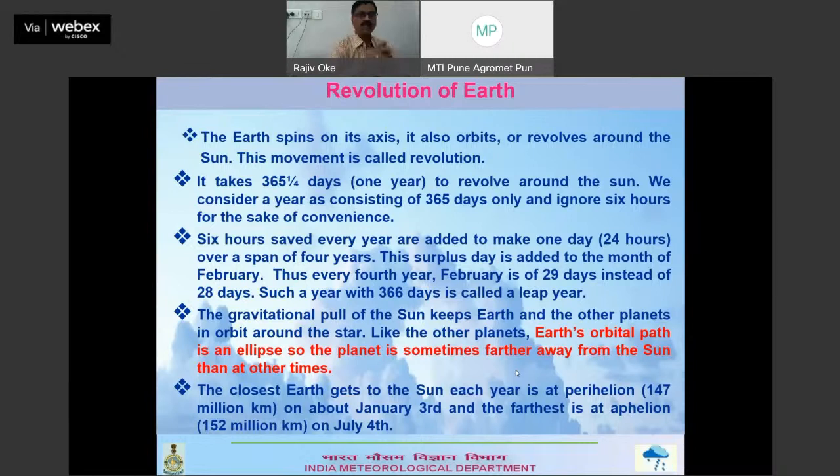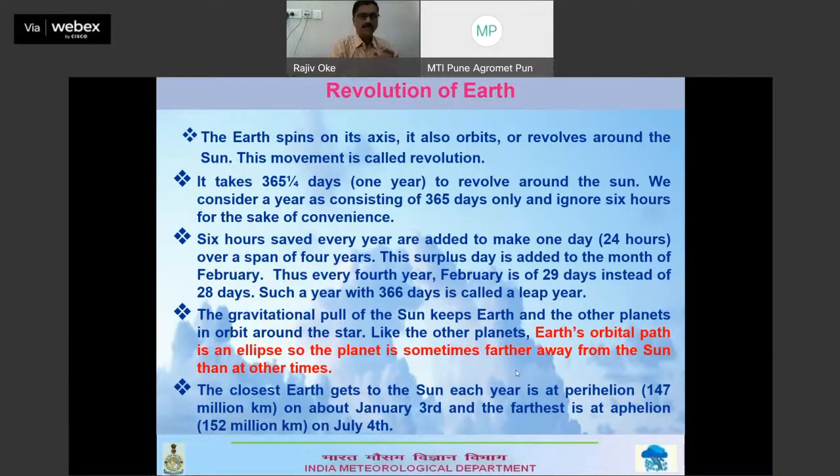We consider it in round figures as 365 days, and the quarter part is kept aside. After four years, those 24 hours are added as one extra day in February, which normally has 28 days, but in that year has 29 days. So that year is called a leap year.